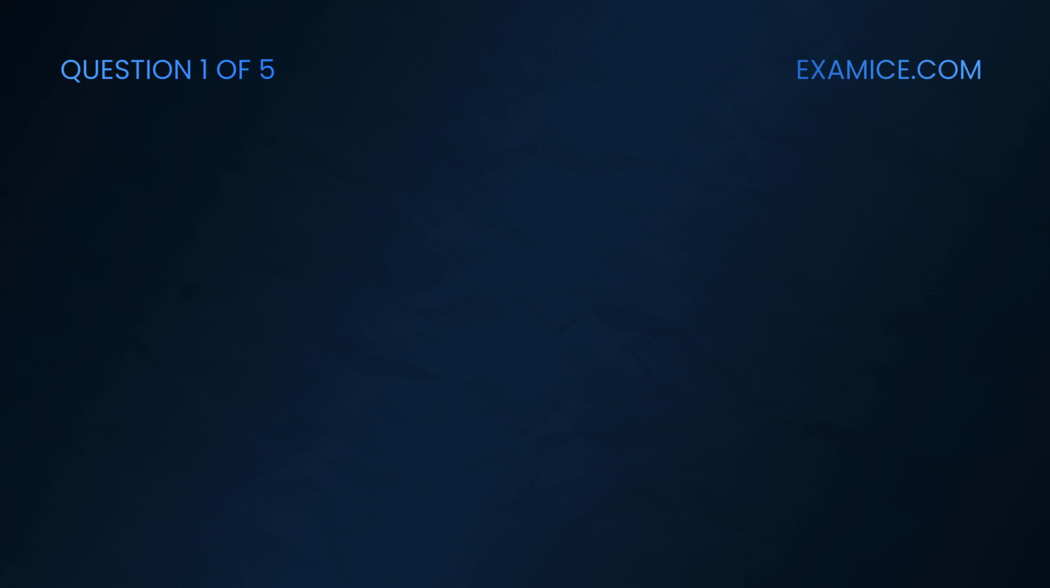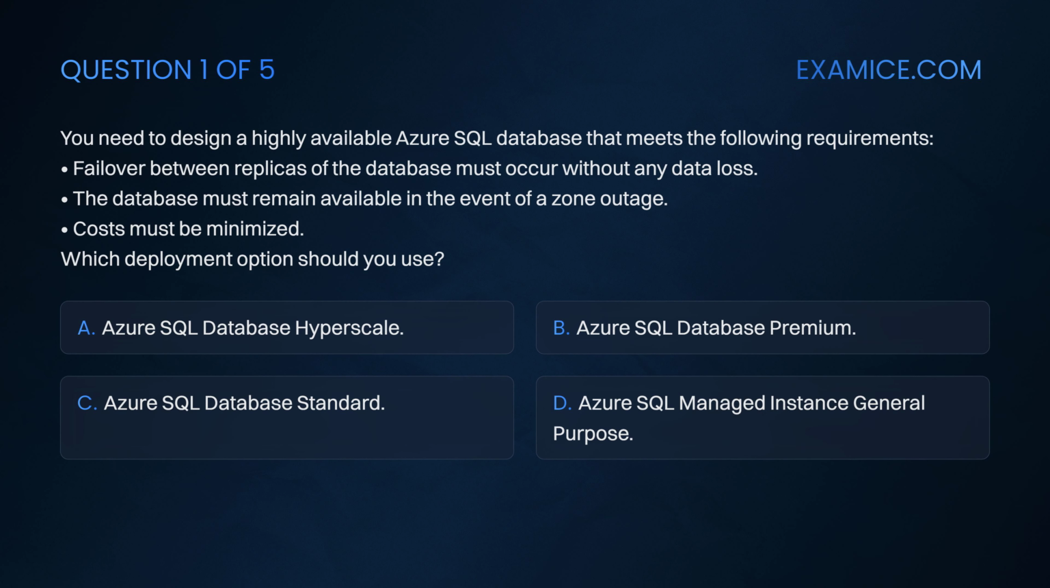Question 1. You need to design a highly available Azure SQL database that meets the following requirements. Failover between replicas of the database must occur without any data loss. The database must remain available in the event of a zone outage. Costs must be minimized. Which deployment option should you use?